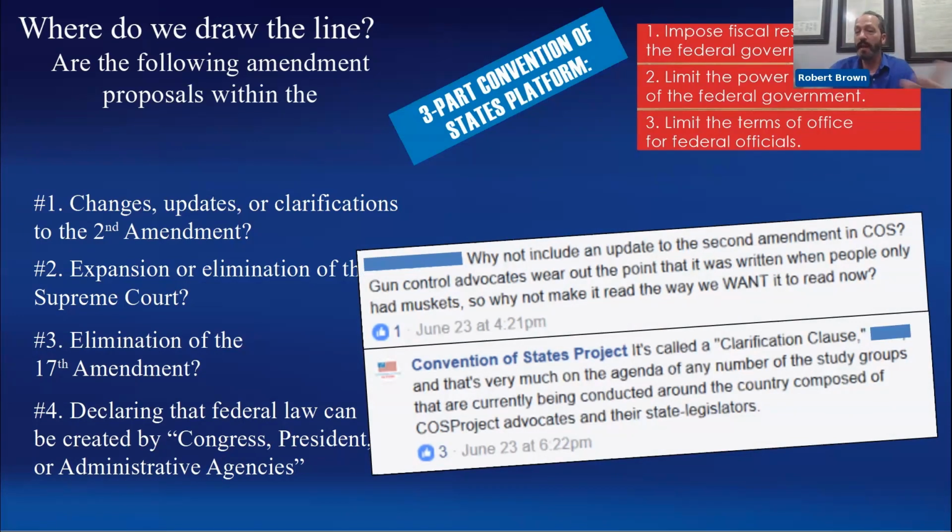Their answer, again from the official Convention of States Facebook page, is that it's called a clarification clause, and it's very much on the agenda of any number of the study groups being conducted around the country, composed of Convention of States project advocates and their state legislators. So the Second Amendment is on the agenda, or I should say chopping block. Governor Newsom would be happy to hear that.